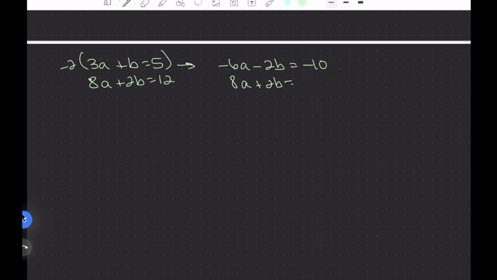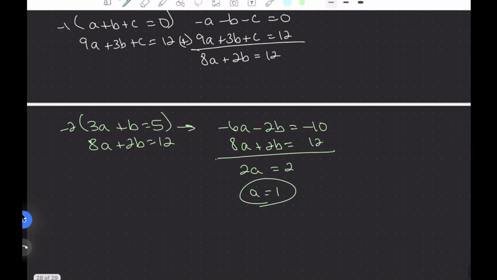Plus 2B equals 12. How many A's do I have? 2. Yep, 2 A's. How many B's? No. 0, and that's going to equal 2. So what's my A going to equal? 1, right? So then now we just got to start working backwards, right? So we have our A equals 1.